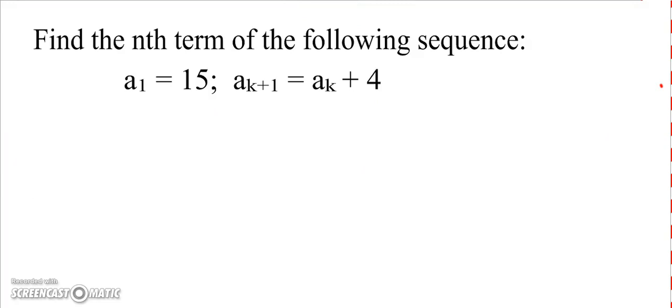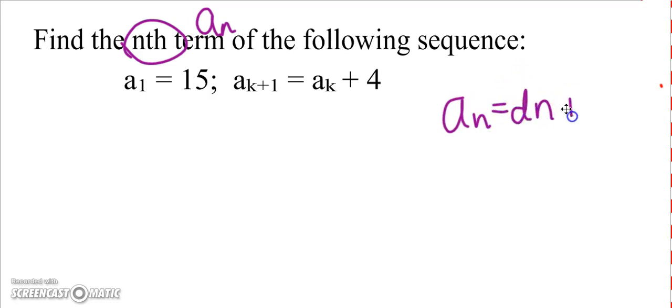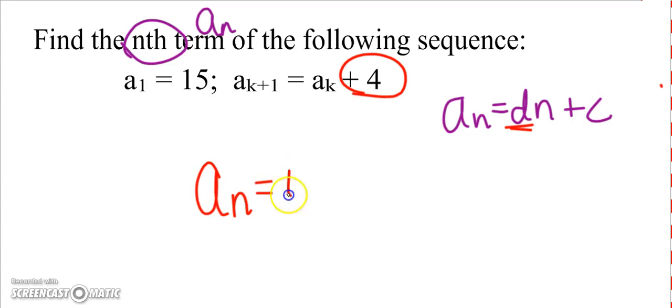Find the nth term. So that means find the a sub n of a sub 1 equal to 15 and a sub k equal to a plus 4. Well, in this case, we're just going to use our original formula of a sub n equals dn plus c, because we know our common difference, it's right here, I'm adding 4 every time. So a sub n equals 4 times n.